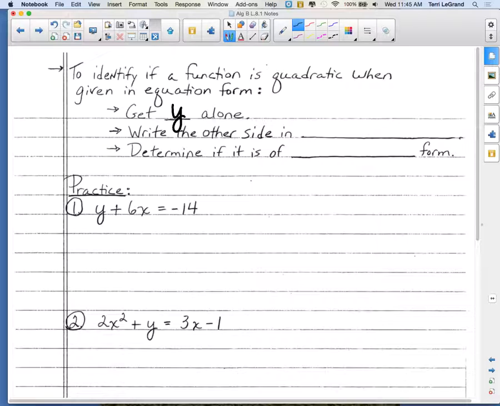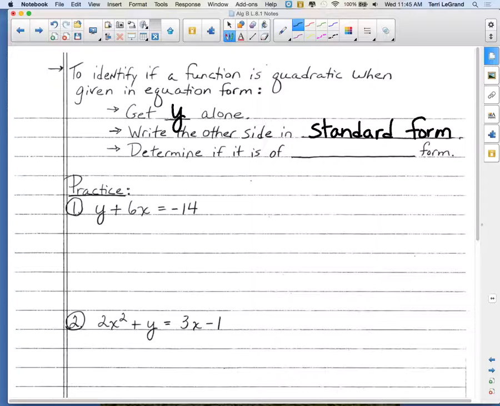Write the other side in standard form. You know what standard form is for a polynomial. You just reviewed that a couple of days ago on an assignment. X squareds would come first, the x's would be next, the constant would be last.